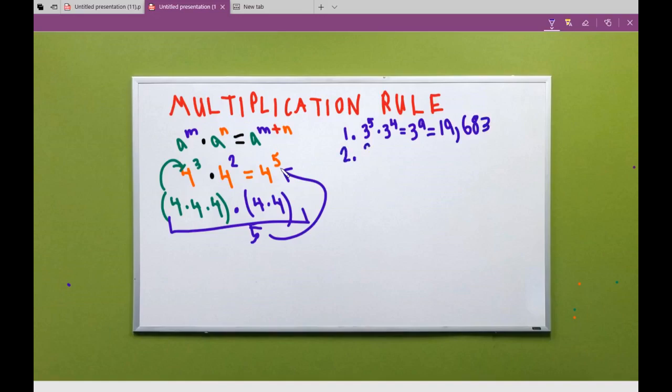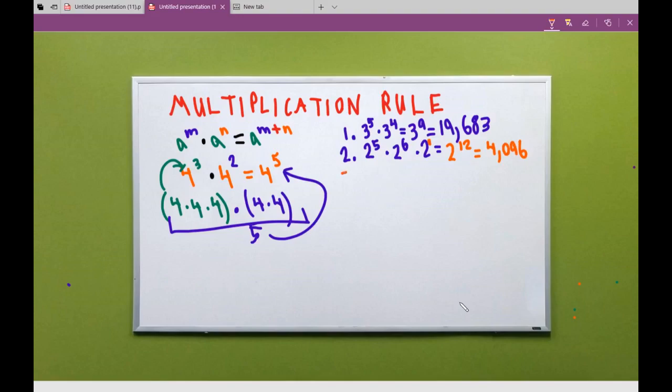Here's number 2. 2 to the fifth power times 2 to the sixth power times 2. So try this on your own. Okay, so realize that this 2 right here has a power of 1. So to find our answer, we're going to add 5 plus 6 plus 1 to get 2 to the 12th power. And that is 4,096. I'll write that a bit neater. 4,096.